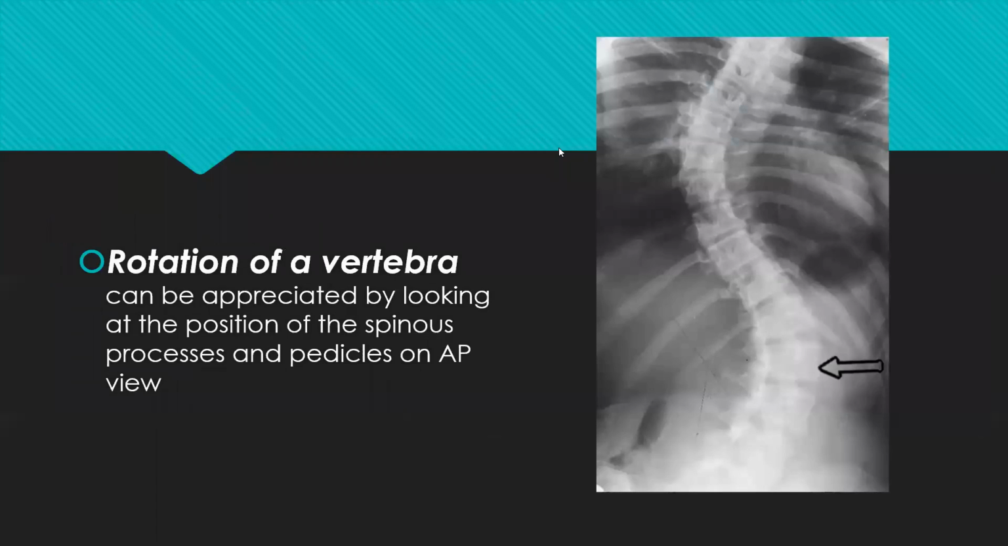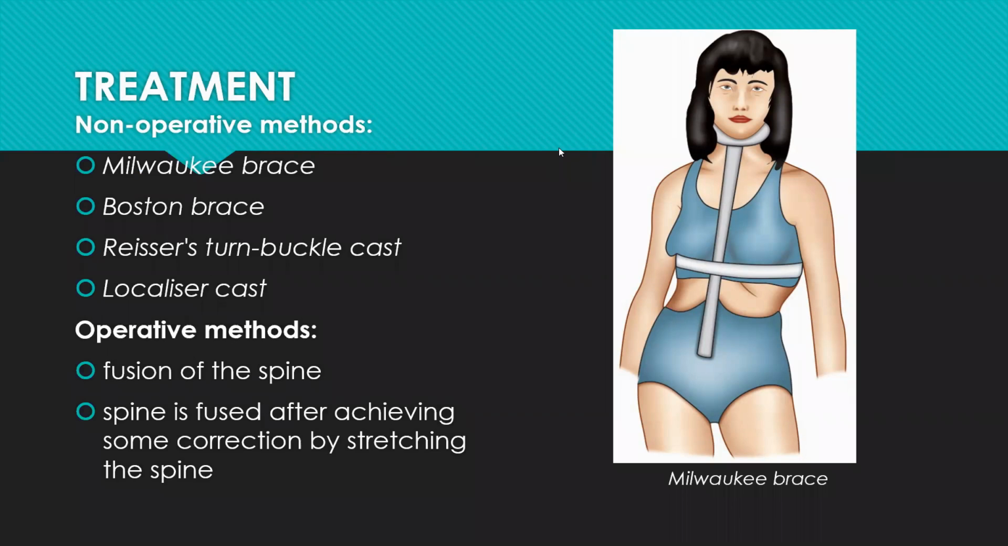And rotation of the vertebra: scoliosis is not a single dimensional deformity. It has multi-dimensional deformities, and 3 dimensions should be taken in. So we should always have a look into the rotation of the vertebra also. Treatment options for scoliosis include various bracing options, and when there is a severe deformity, we can correct the deformity and fuse the spine with pedicle screws and rods.